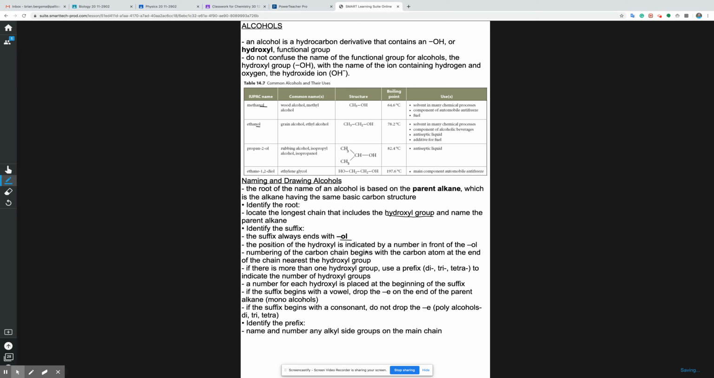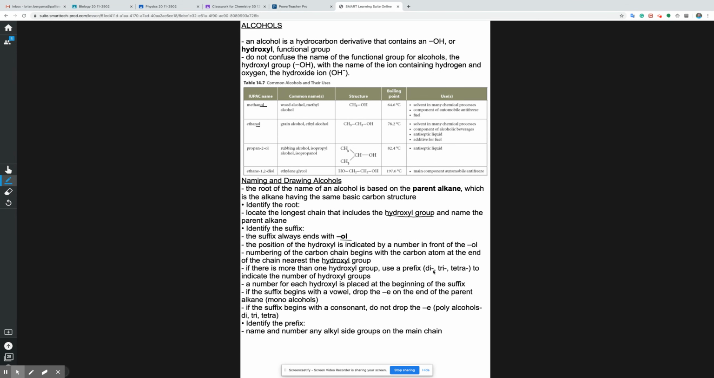The position of the hydroxyl group is indicated with a number in front of the OL. If you see here, for the first two there's only one spot to put it. After that, we always have to say where it's coming off of. The numbering of the carbon chain begins with the carbon atom at the end of the chain nearest to the hydroxyl group. So this takes precedence over any other methyl group or anything like that. If there's a hydroxyl group, you're going to have the numbering lowest to that hydroxyl group.